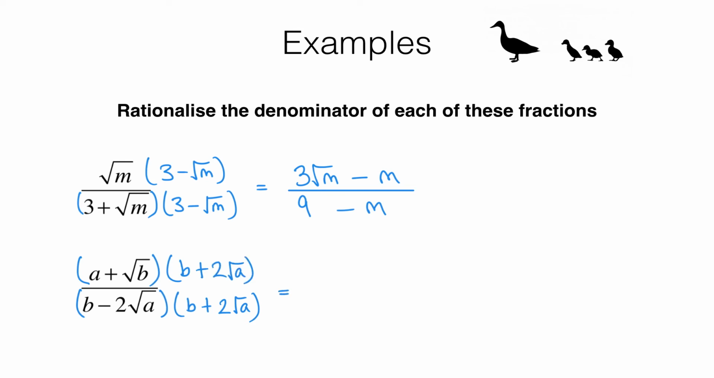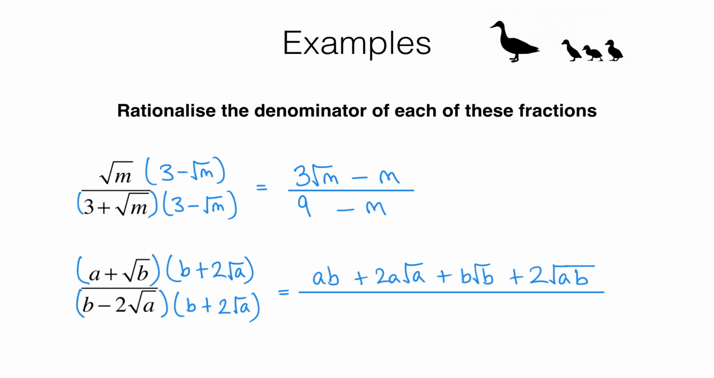So, multiplying out this numerator, we get a times b, which is ab, plus a times 2 root a, which is 2a root a. Then we multiply root b times b, which gives us b root b. And then we multiply root b times 2 root a, and that gives us 2 root a root b. Now, we could combine root a root b into root ab. And in fact, I'm going to do that right now.